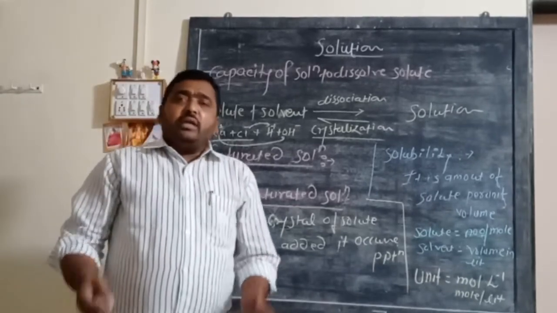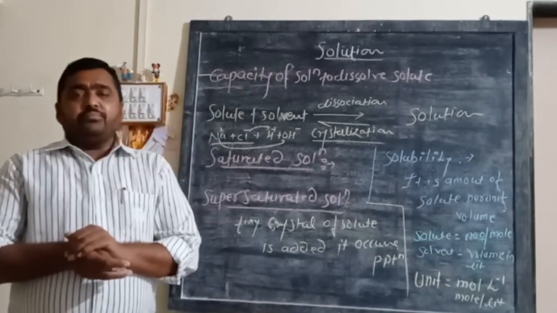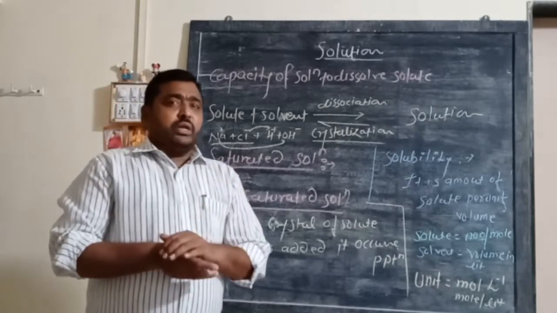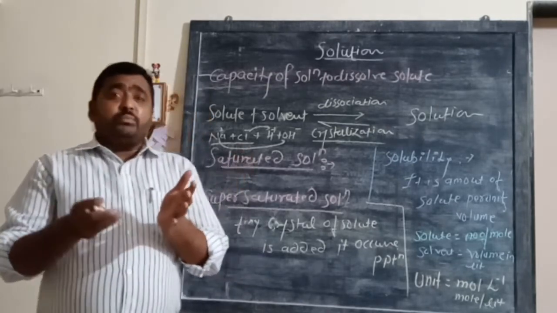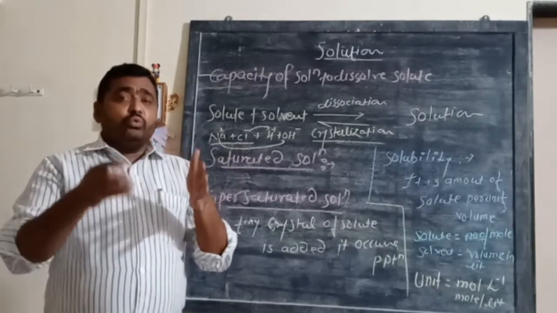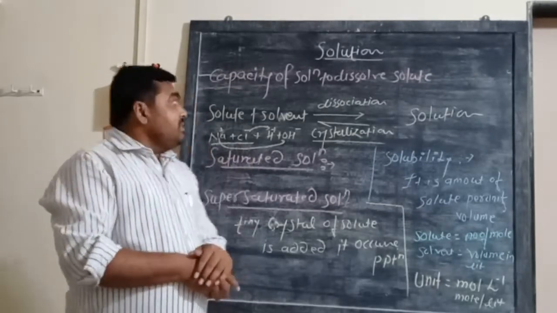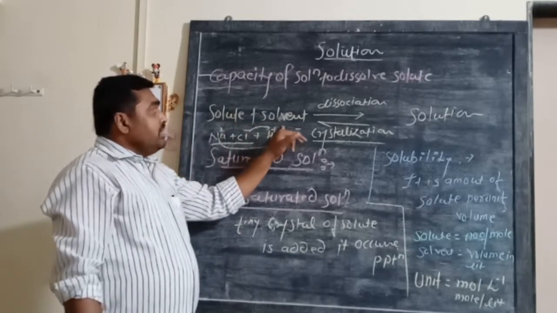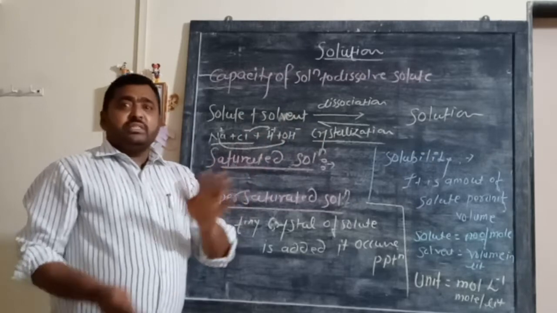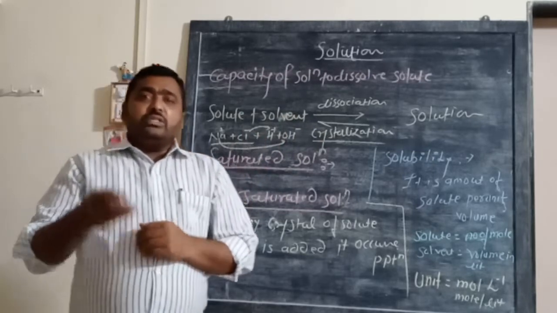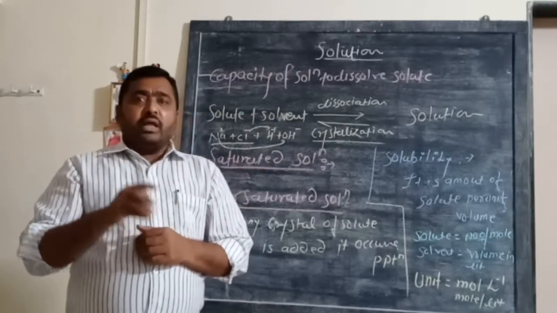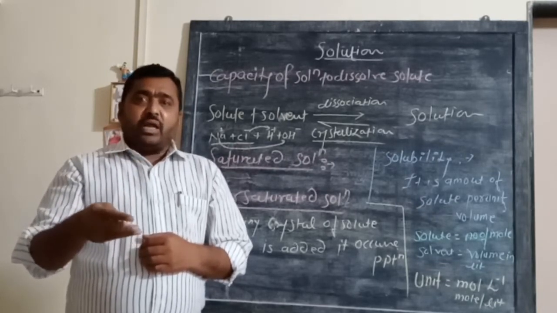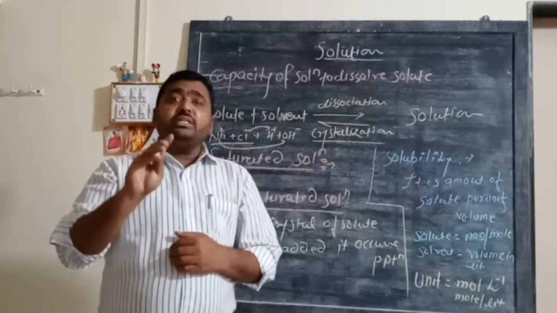Here, any type of solution can be prepared. Solute is added into the solvent, and then you obtain a solution. But what is the capacity of the solvent to dissolve the solute? This capacity means that when solute is dissolved into the solvent, dissociation takes place. At the point where the maximum solute has been added, the dissolution stops.